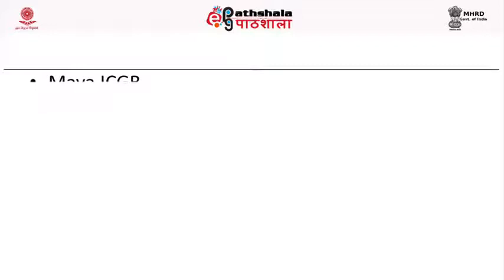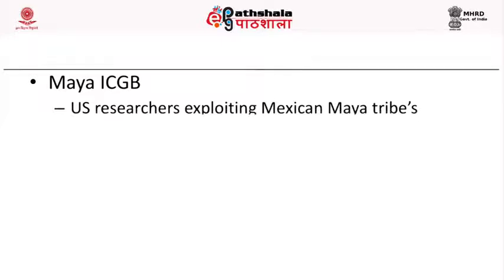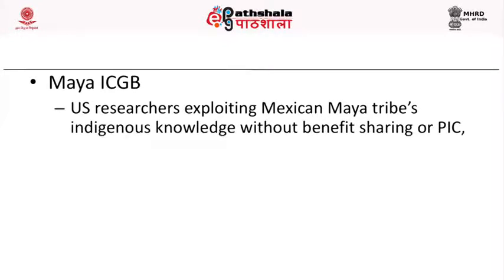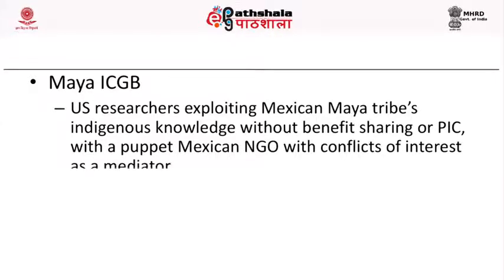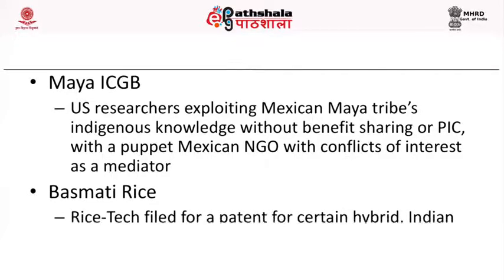We will start with Maya ICBG. These are the US researchers from Georgia University. They exploited the Mexican Maya tribes' indigenous knowledge base without any prior informed consent, or without any FPIC, free prior informed consent, or even any benefit sharing. The tactic used by the US firm is that they actually formed a puppet NGO. There is something called Pro Maya, a group in Mexico. They actually made it, but it's a puppet NGO of the United States, and they control everything for the sample acquisition. Well, they didn't develop any commercially viable product, but were still at the initial stage. So this particular Maya ICBG group has been invalidated, and it is now no more in existence.